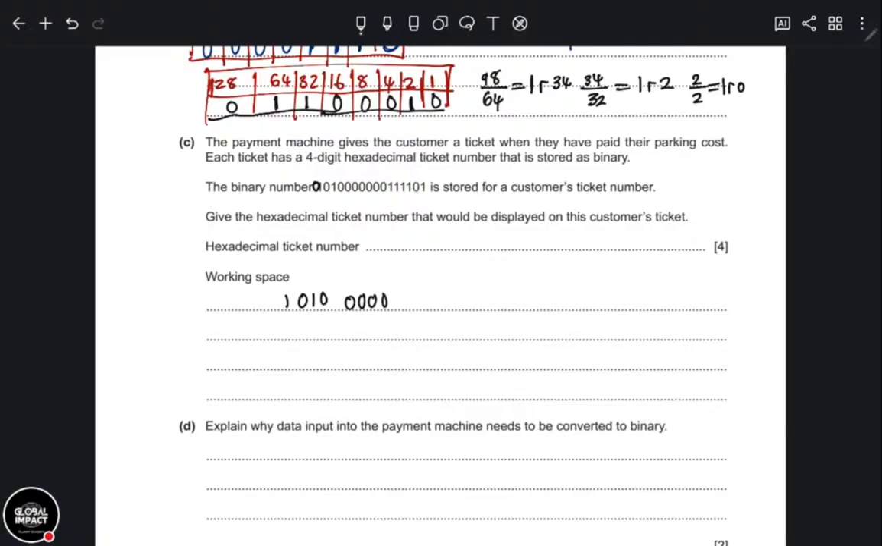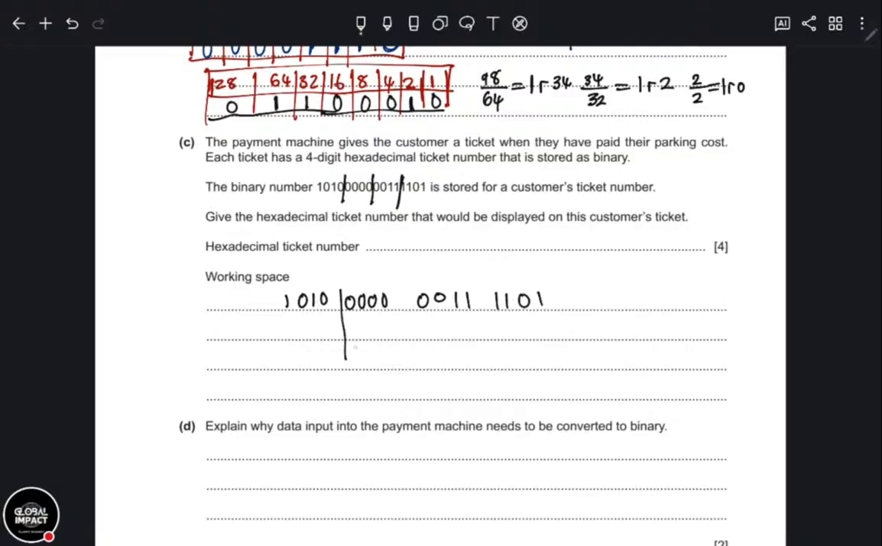Let's count 1 2 3 4 5 6 7 8 9 10 11 12 13 14 15. Let's see. 1 2 3 4. Okay. Put a line here. 1 2 3 4. You put a line here. 1 2 3 4. You put a line here. All right. So it's 1010. Then 0000. Then 0011. Then 1101. There we have it.